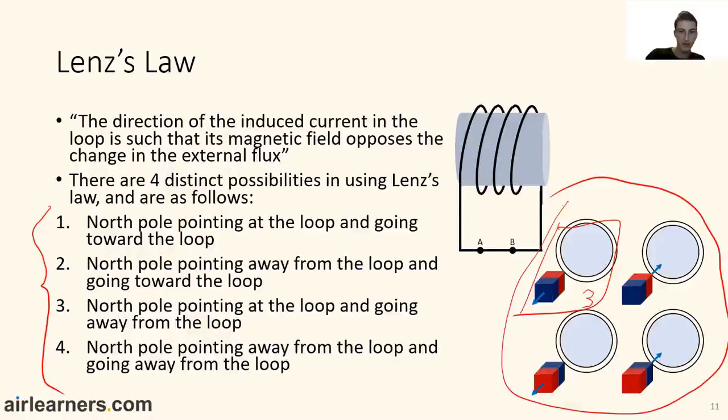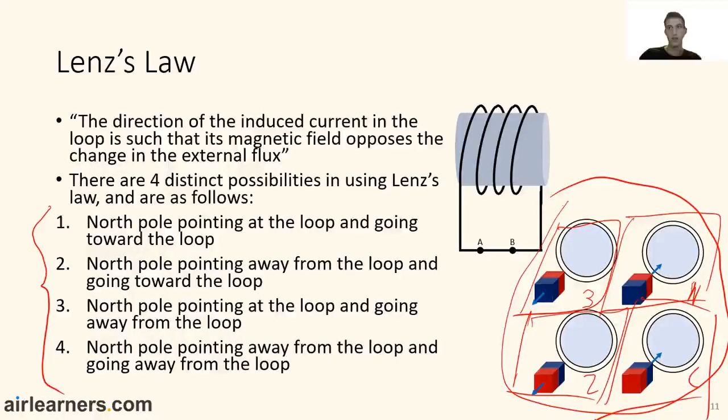Next one across over here, our north pole is now heading towards it, and it's already pointing at it. So that's going to be number 1. Now, in our bottom left here, we have the north pole facing away and heading away. So that's going to be number 2. And then obviously that one's going to be number 4.